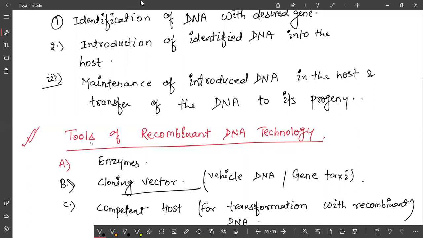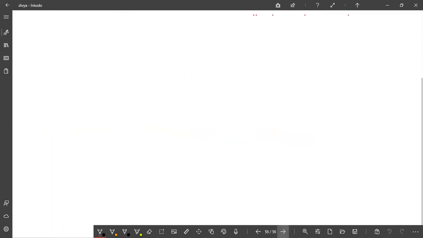What are the tools of recombinant DNA technology? Enzymes, cloning vector, which is also known as vehicle DNA or gene taxi, and competent host for transformation with recombinant DNA. So in the enzyme section, what we will study is what enzymes are required.